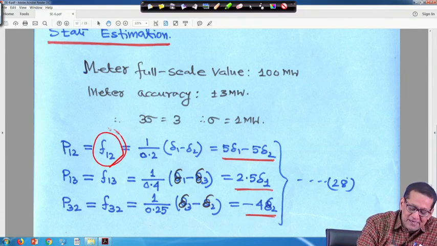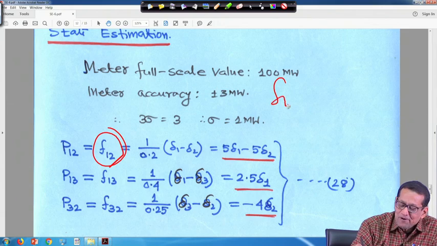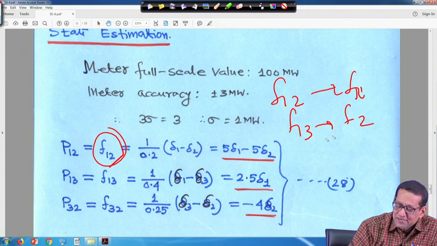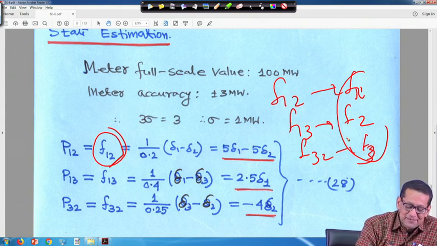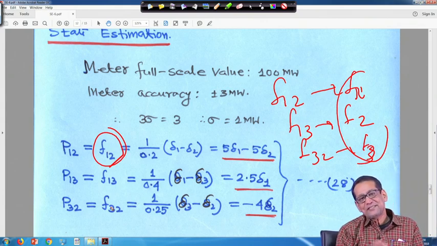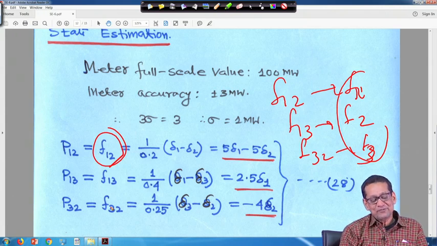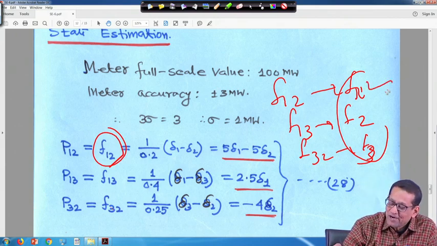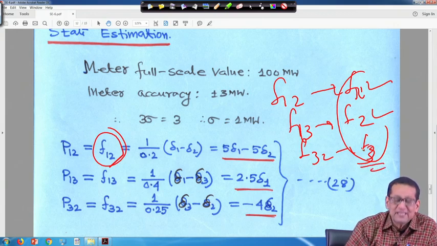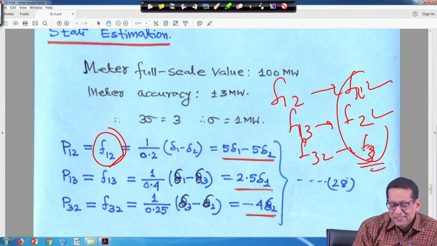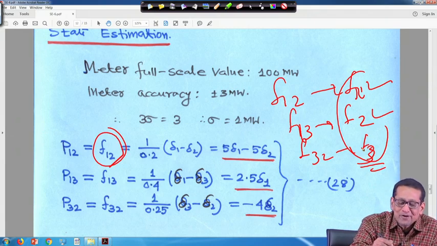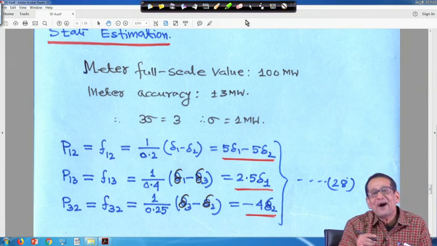That means, if you define like this, my F12 is line 1, that is F1. My F13 you define as line 2, that is F2. F32 you define as line 3, F3. So, it is 1, 2, 3. In the mathematics it was general notation, but when coming to the problem, it is line 1 to 2, 1 to 3 and 3 to 2. So, we make F12 as F1, F13 as F2 and F32 as F3. So, there will be no confusion in your understanding.